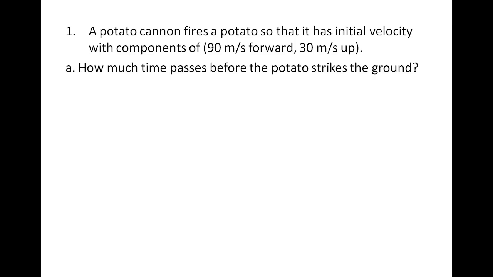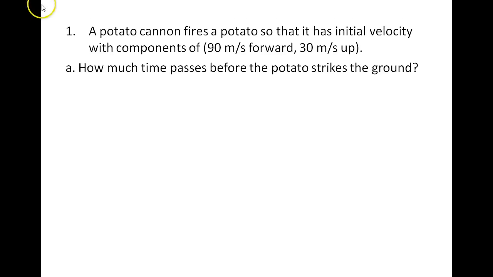It says a potato cannon fires a potato so that it has an initial velocity with components of 90 meters per second forward and 30 meters per second up. Or we could say 90 meters per second horizontally and 30 meters per second vertically. Part A asks, how much time passes before the potato strikes the ground?